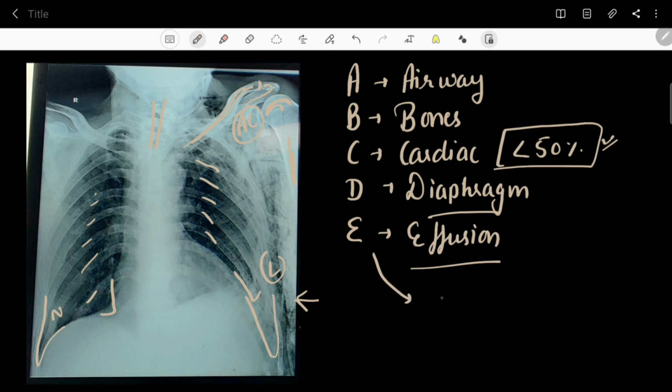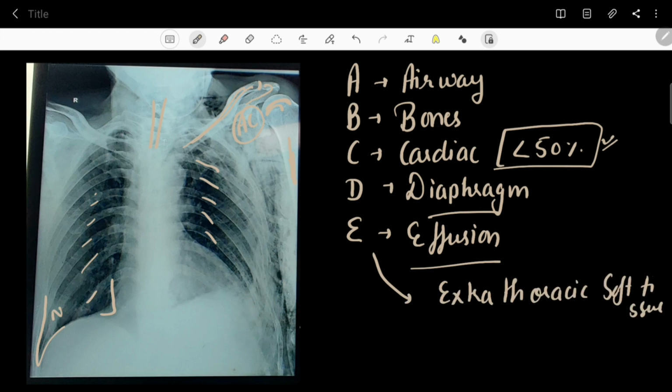E also stands for extrathoracic soft tissue. This is the extrathoracic soft tissue, the boundary that I am marking. And there is this gas, this black colored area, present over the left side. What this gas states is that there is subcutaneous emphysema, that this gas is present subcutaneously.